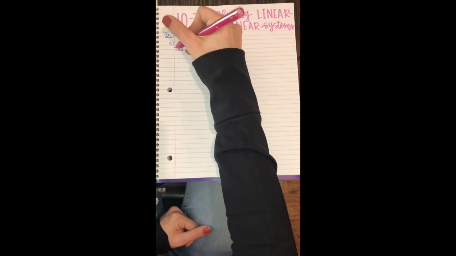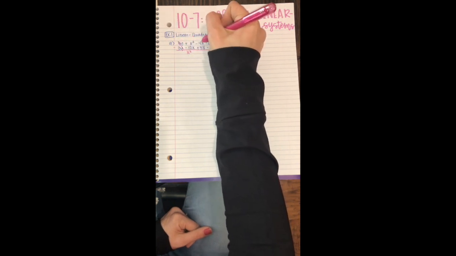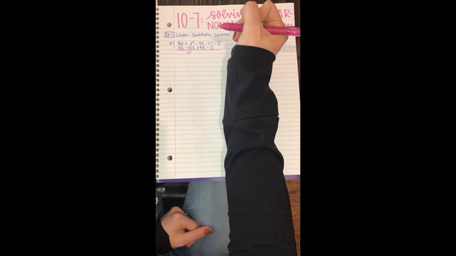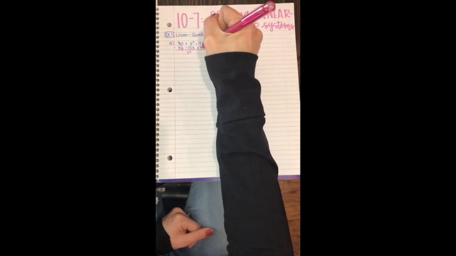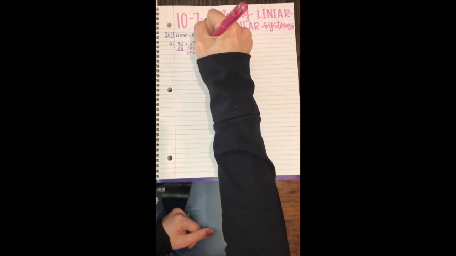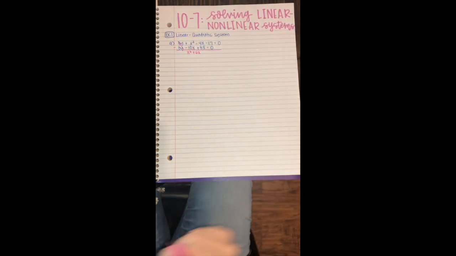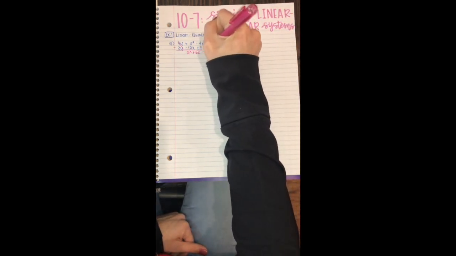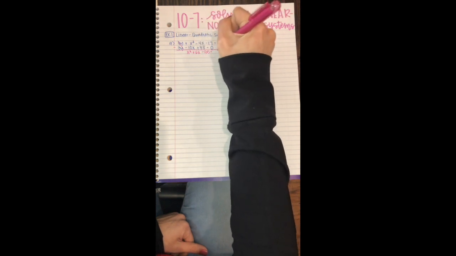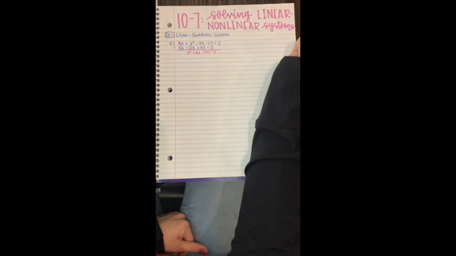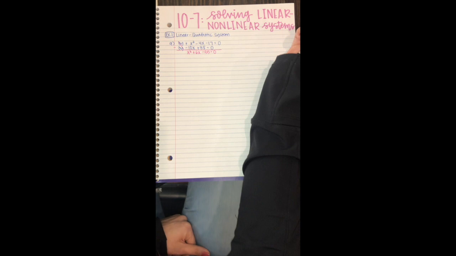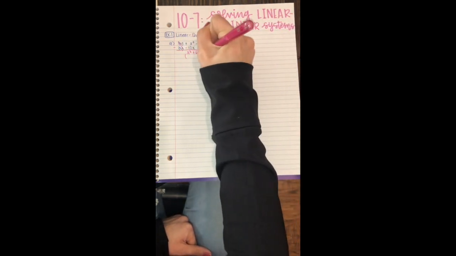Negative 4x minus a minus is plus, so negative 4x plus 10x is 6x. Negative 17 minus 38 is negative 55. And then 0 minus 0 will stay 0. Then we can just factor this and solve for x.